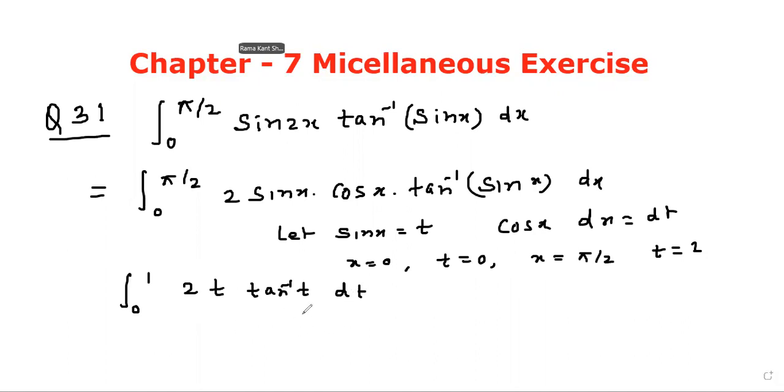Now here we can use integration by part. We can take this first function and this is second function, and then we can apply the rule integration first into integration of second minus df and dx of first into integration of second whole times dx. So this can be easily solved. Now let's go to question number 32.